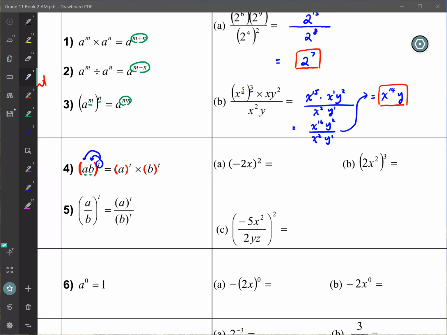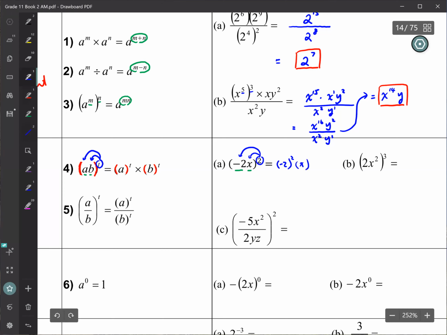Now this one, the inside you have -2 as one of the bases and x as the other. Okay. So the square will affect both of them. So if you are showing detailed steps, right? It will be -2 squared and x squared. So -2, because it carries a bracket, it will be negative times negative, makes it positive, okay? x squared. So that's your answer.